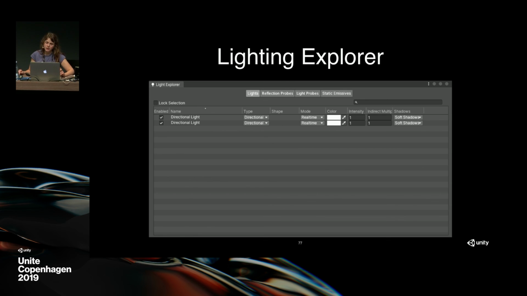One new thing, though, is that if you're making your own SRP, or you're using HDRP or Universal Render Pipeline, this API is public. So if you're adding a new light type or new properties to your lights, you can change this as much as you want. Add new tabs, new columns, custom objects. So yeah, you name it.